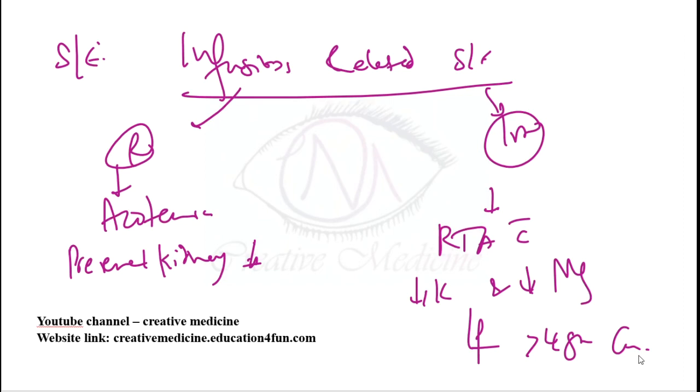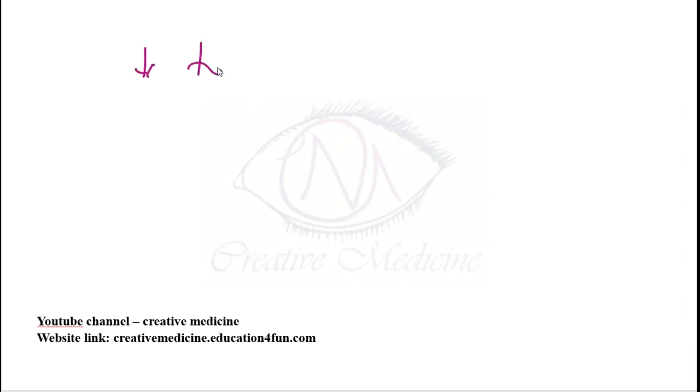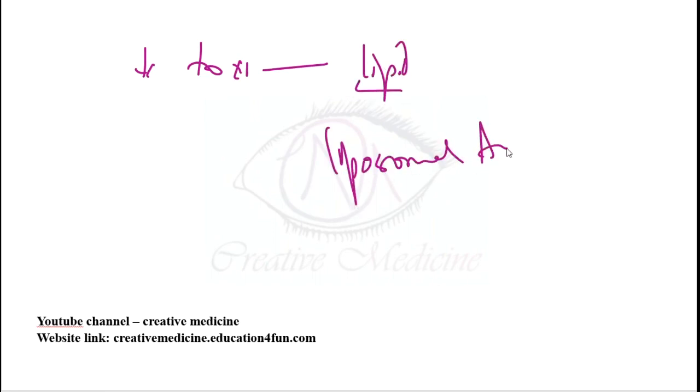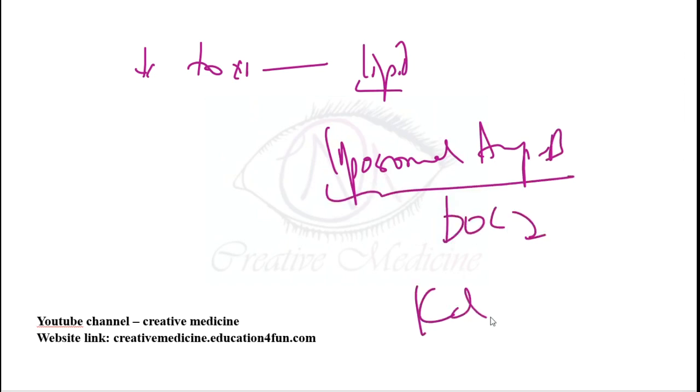To decrease toxicity, lipid is added as a vehicle, and this results in the formation of liposomal amphotericin B. This liposomal amphotericin B is the drug of choice in patients suffering from Kala-Azar.